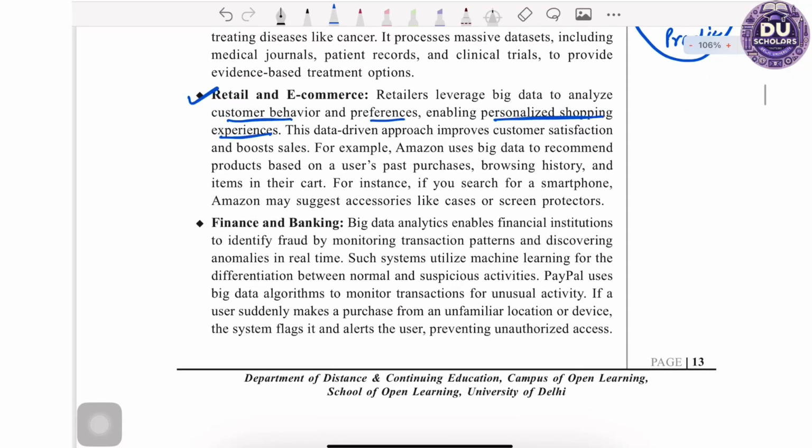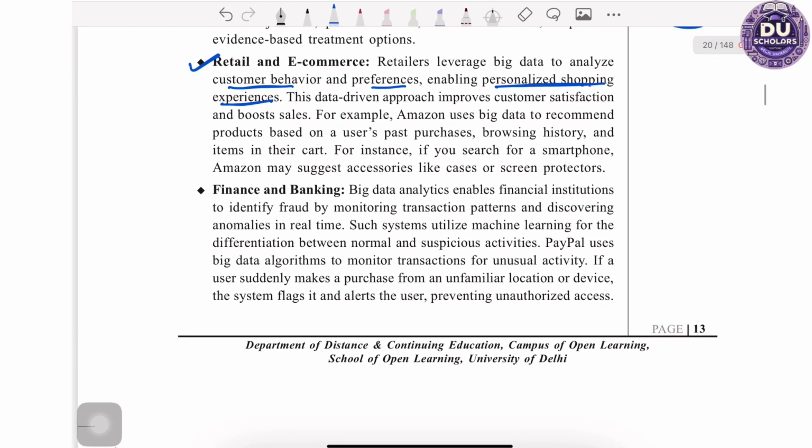For example, Amazon uses big data to recommend products from users' past purchases, browsing history, and items in the cart, right? So if you search for a smartphone, Amazon suggests accessories, cases, and screen protectors, as I gave the example of a shirt, with which you can pair jeans or pants or trousers, or the accessories include belts or earrings for girls, or shoes, or anything. Amazon and Myntra will suggest to you on the basis of your past purchases or history, right?